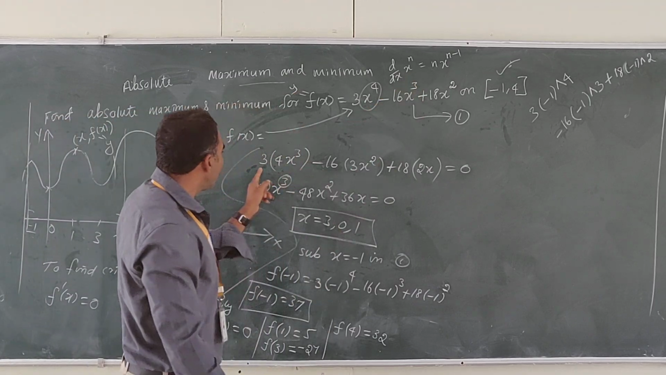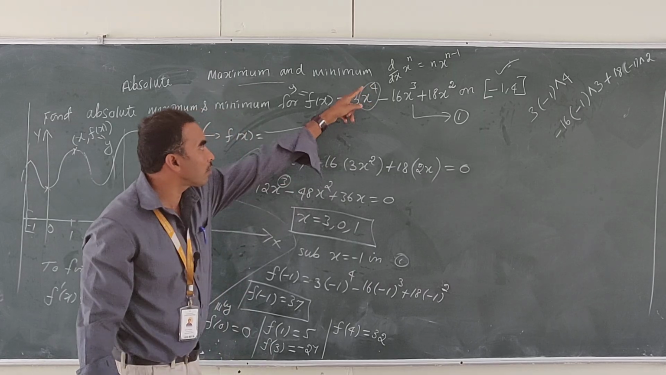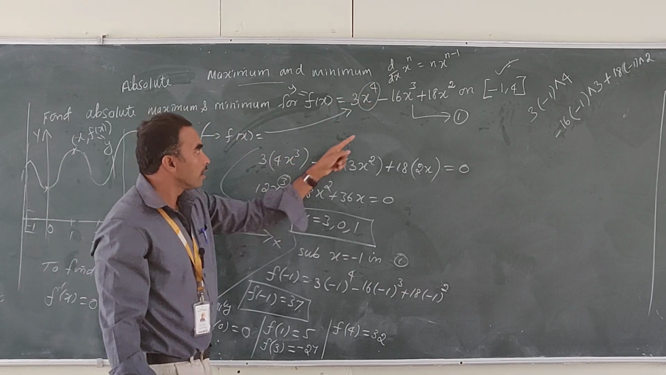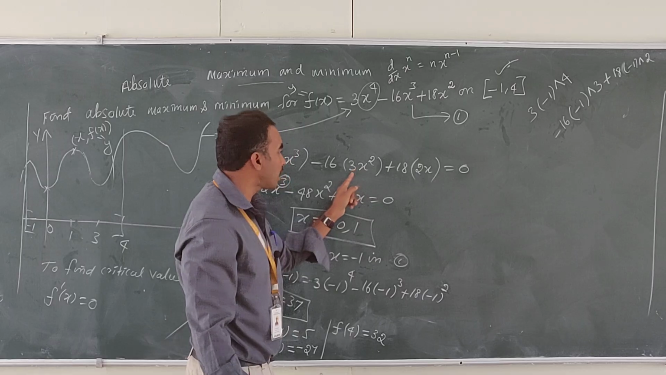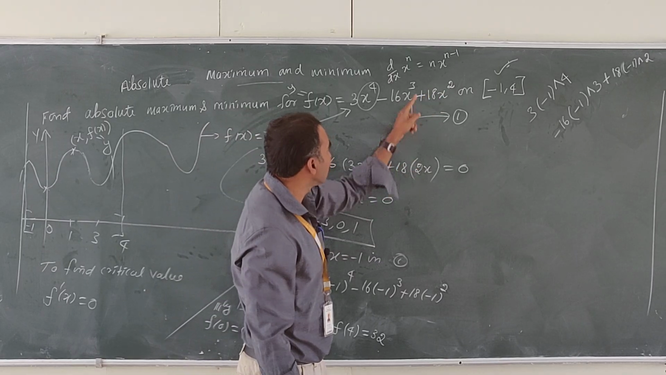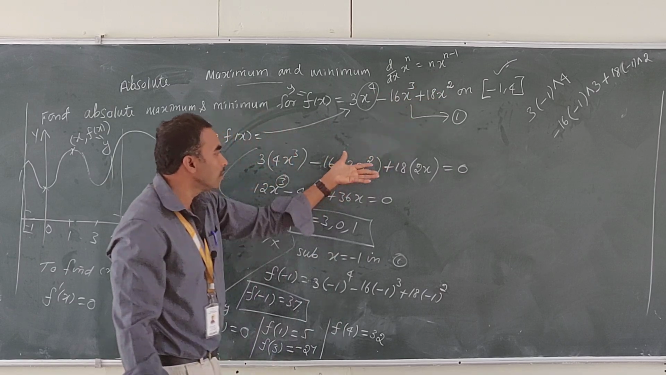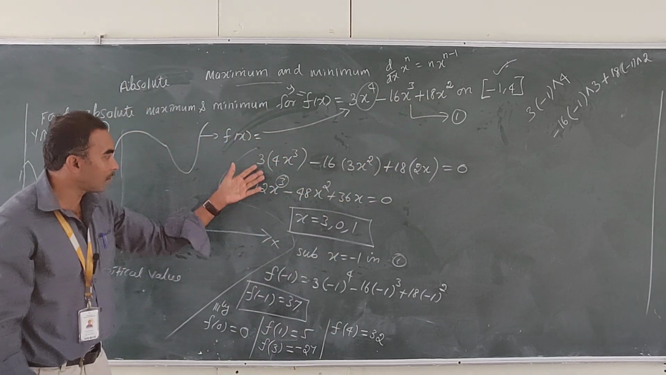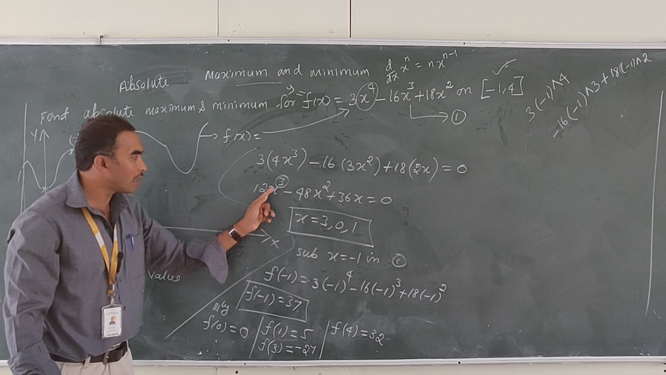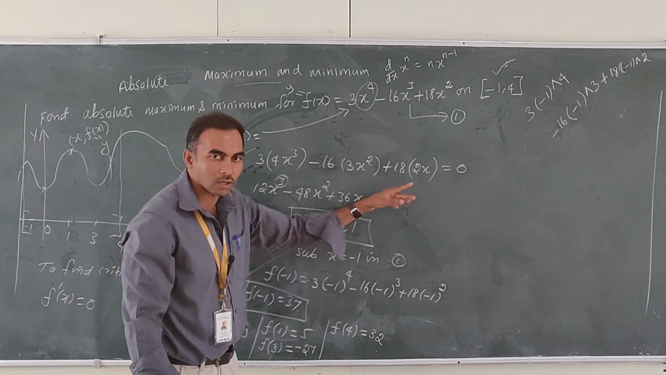So we have to differentiate the term x power 4. If we differentiate x power 4, we will get 4x cube. If we differentiate x cube, we will get 3x square. If we differentiate x square, we will get 2x. This only simple formula is enough to differentiate this term. Next, multiply these. So we will get 12x cube minus 4x square plus 36x equal to 0.